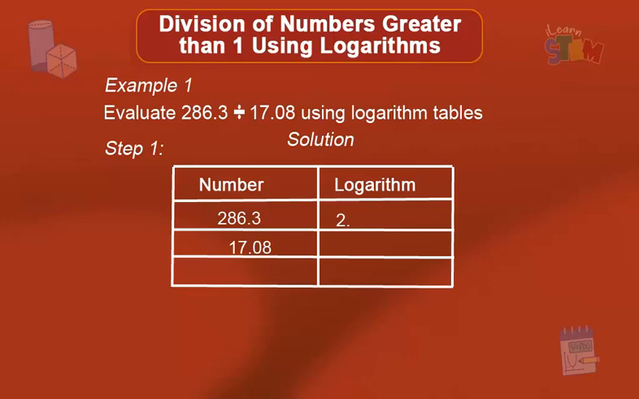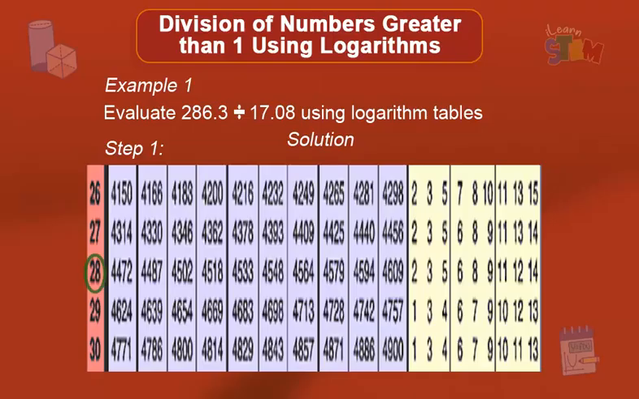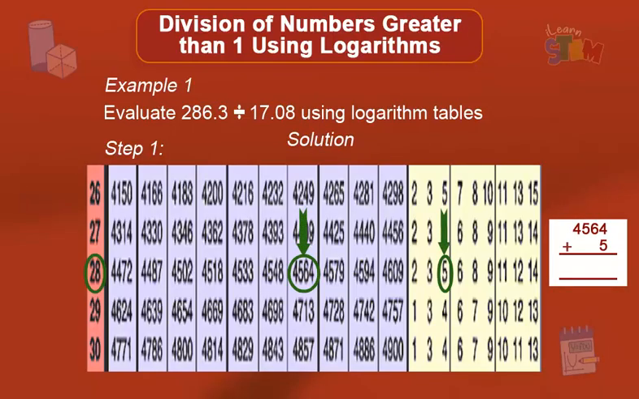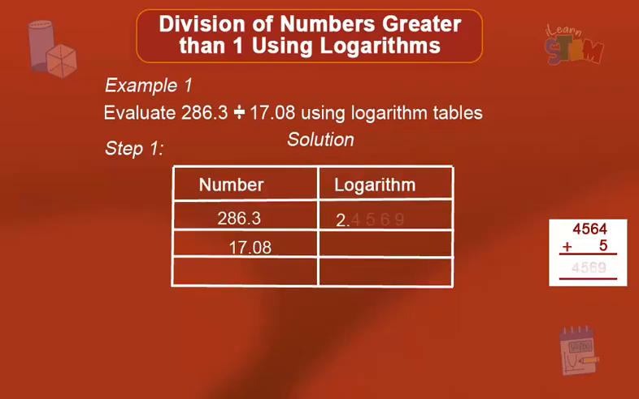Now, let's solve for the mantissa of 286.3. To get the mantissa, we will read from tables. Log 28 under column 6. Then we will add the mean difference of 3 in the row, which is 5. This gives us 4564 plus 5. Our answer is 4569. We will do the same thing for the second number.